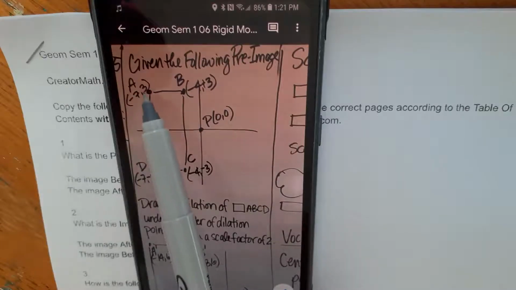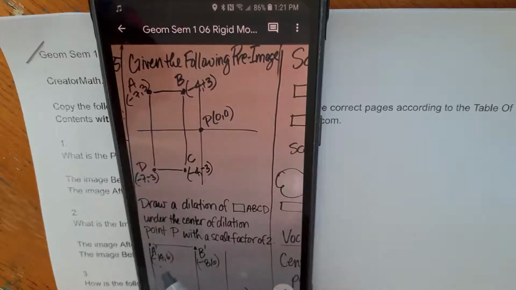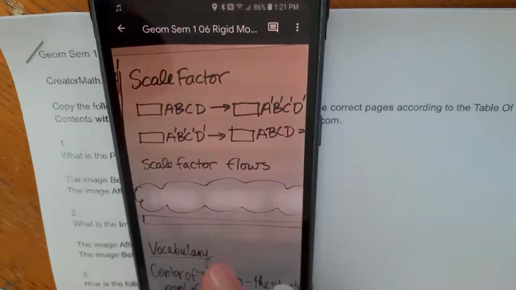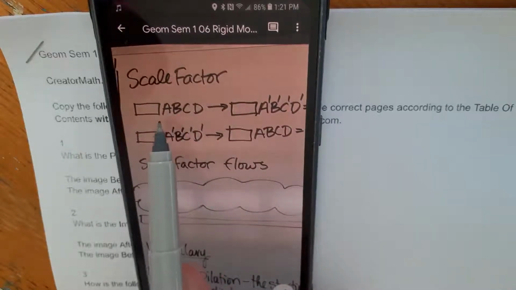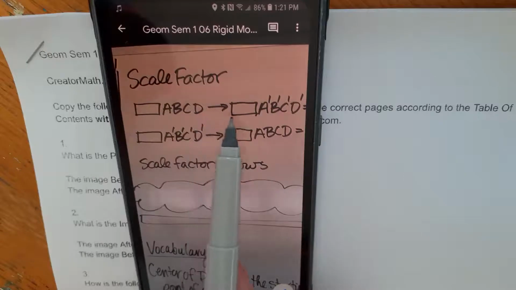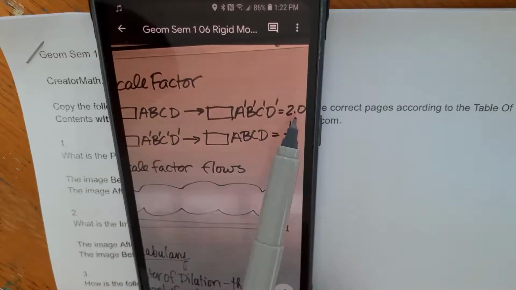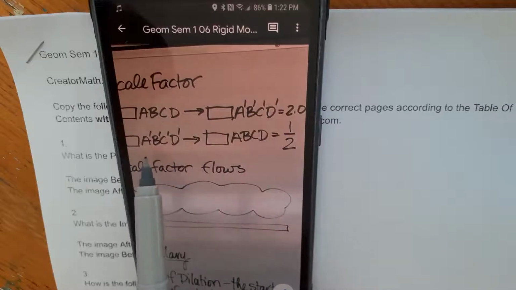We were at negative 7, 3. Then we jumped up and went to negative 14, 6, doubling both because the scale factor is 2. We multiplied it by 2. Right? And this is an expansion, an enlargement, a dilation. So the scale factor, going from rectangle ABCD to rectangle A prime, B prime, C prime, D prime, was 2.0. And we can also go the other direction.